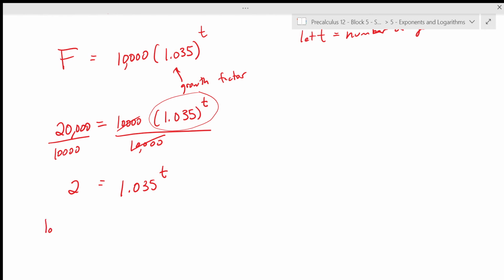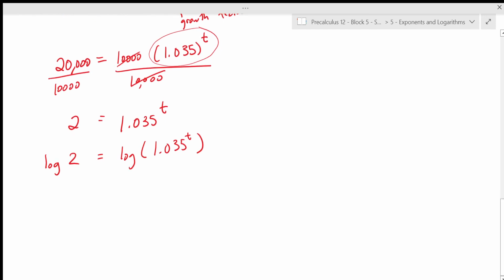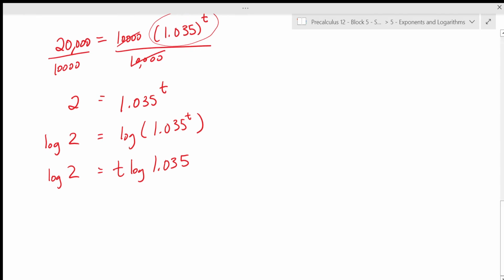So now we're going to take the log of both sides. I'm going to just take the log base 10 because that's on my calculator, so it's easy to get a good decimal approximation. So we've got log of 2 equals log of 1.035 to the power of t. Now we're going to bring that t down. So we get log 2 equals t log 1.035, using the log rule about exponents, which is our little magic trick for dealing with variables in our exponents.